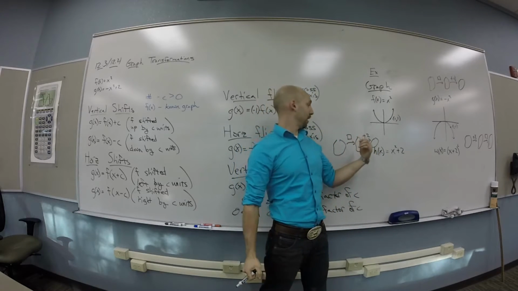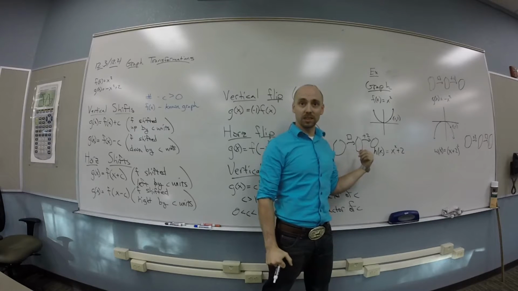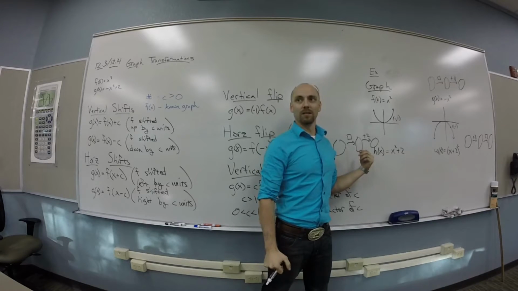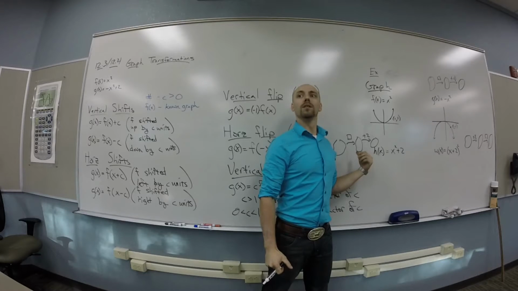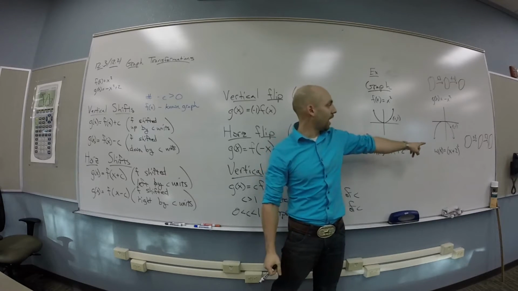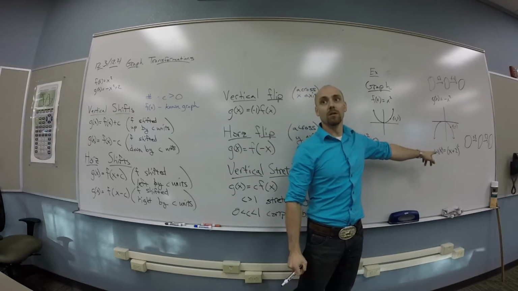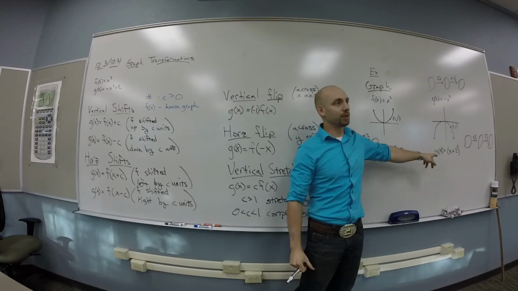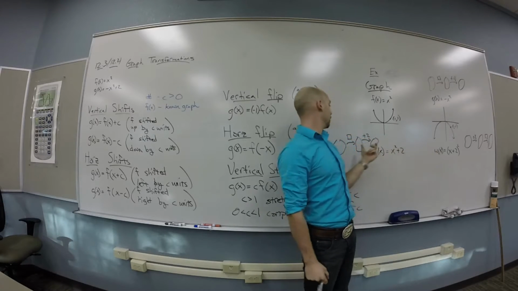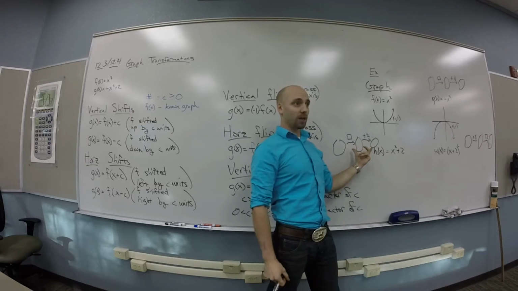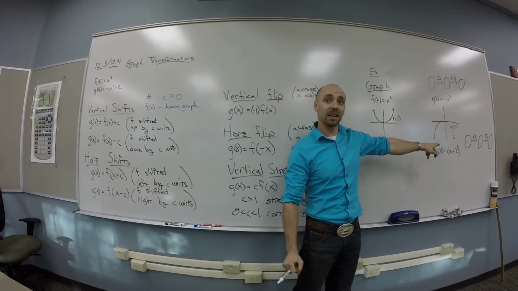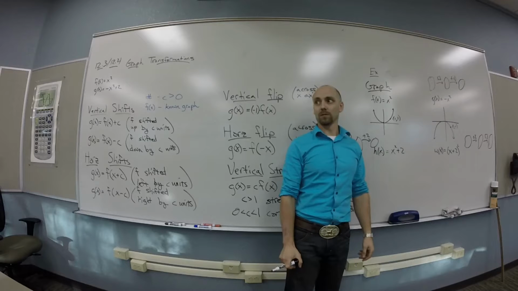So this one happening after means that it's a vertical shift. That one's a horizontal shift because it's happening beforehand, right? This guy is manipulating the y's. That one's manipulating the x's. Cool?